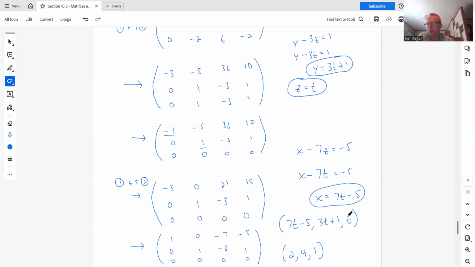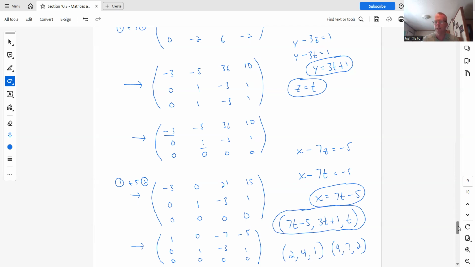Or you could plug in 2 for t, and then you get 14 minus 5, so that'd be 9. 6 plus 1, that'd be 7, and then 2. And so that would be another solution there. So infinitely many solutions, pick whatever number you want for t, and then that will dictate what x and y are, and then that gives you a solution. So this is the general solution for that one.